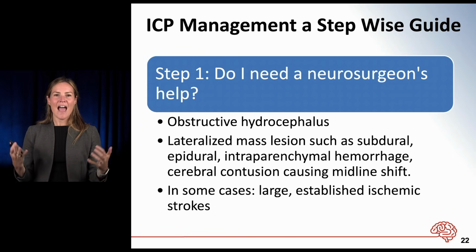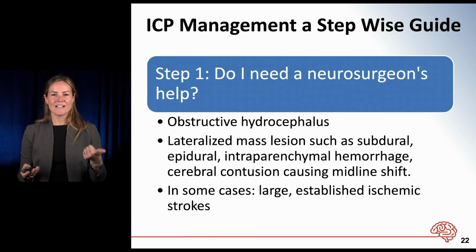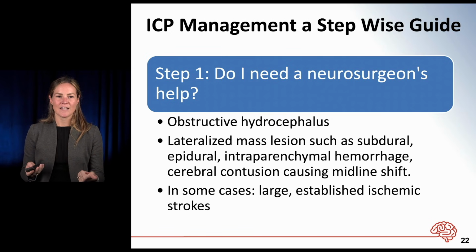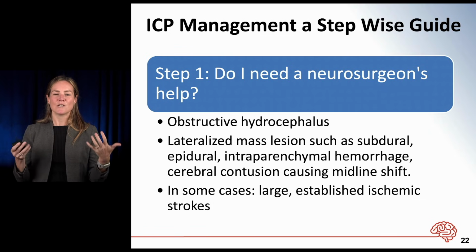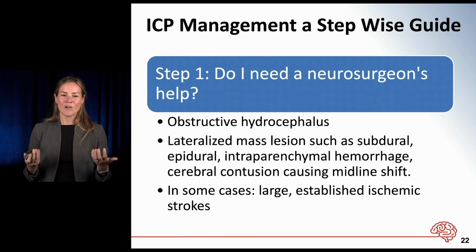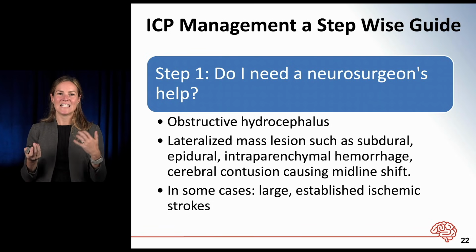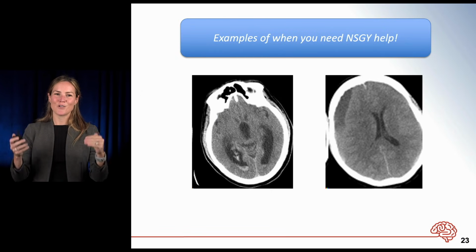So you need to get them on the phone. Or if you do not have neurosurgery at your shop, you need to find out how you can get them there as soon as possible. Things that we're looking for: obstructive hydrocephalus, a lateralized mass such as a subdural, epidural, an intraparenchymal hemorrhage, cerebral contusion, and in some large cases, even ischemic strokes can cause mass damage and will need a decompressive hemicraniectomy. So here are some examples. You need a surgeon's help, right?